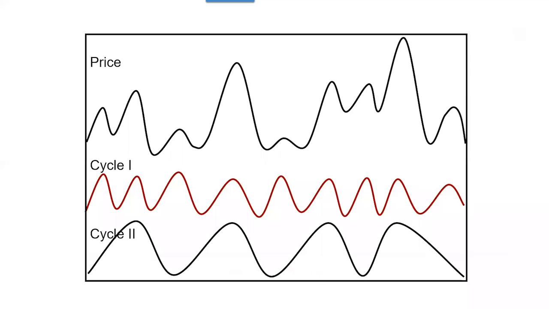So let me just go through very quickly one of the principles of the KST. When you plot any individual momentum indicator, you're really just plotting one time span. But price at any one particular point is determined by the interaction of a lot of different time cycles. So it would be good to capture some of those time cycles in your indicator. And that's what the KST tries to do.